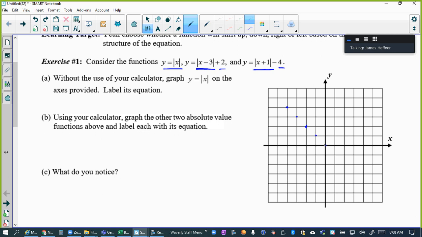And then we get to an x of 1. The absolute value of that is also positive 1, isn't it?